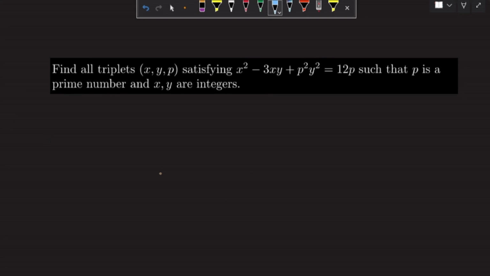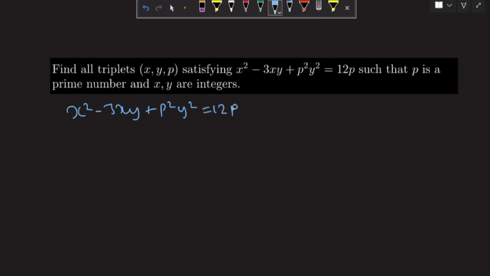Today we have with us an amazing problem on Diophantine equations in number theory, which is one of my favorite topics. So let's take a look at the problem. Find all triplets x, y, p satisfying this equation: x square minus 3xy plus p square y square is equal to 12p, such that p is a prime number and x, y are integers. So the equation is, let me write it down, x square minus 3xy plus p square into y square is equal to 12p.